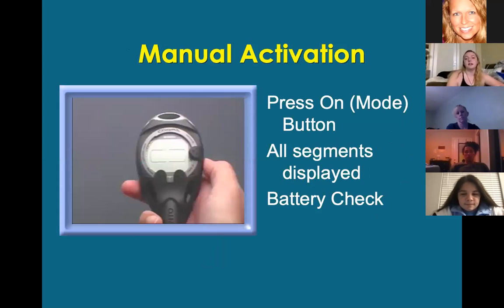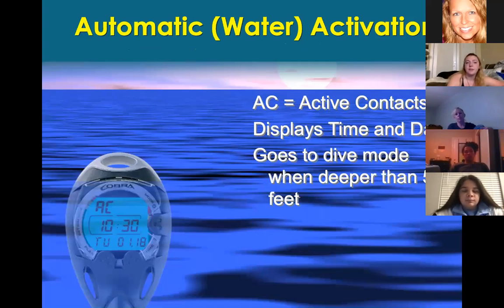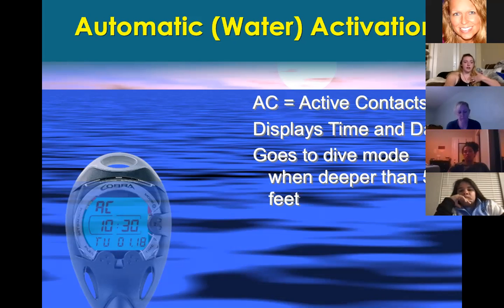And then there's manual activation. So some of them you have to actually turn on. Press the on button, and then all segments will be displayed, and it'll give you a battery check. And then there's some that are automatic. So they're water activated. AC is going to be active contacts, and it's going to display the time and date, and it goes to dive mode when it's deeper than 5 feet. I know my computer personally is water activated. It won't turn on unless I'm in the water and I'm deeper than 5 feet. But some of them you can check, and they'll turn on at the surface.